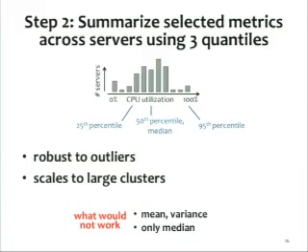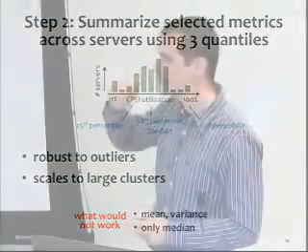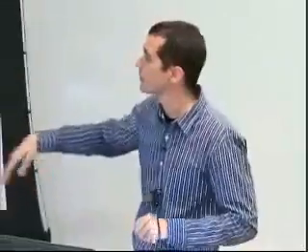Now, in the second step, we like to take all the selected metrics, all the relevant metrics, and summarize them across the whole cluster. The reason is that if you have a CPU utilization metric, for example, you have 400 measurements, and you don't want to remember all 400 values of this.